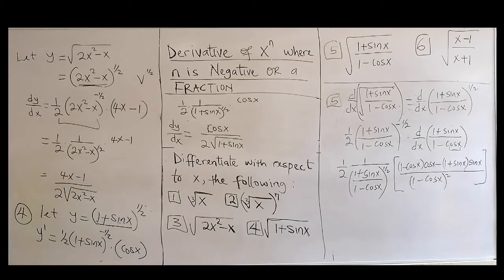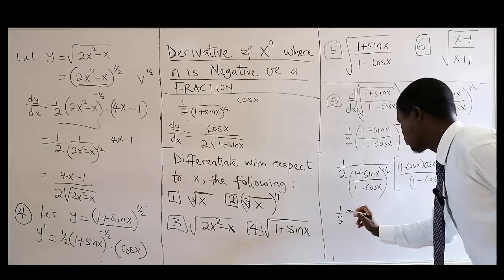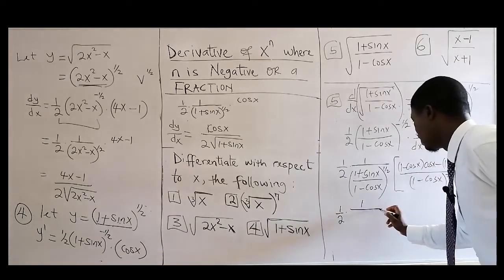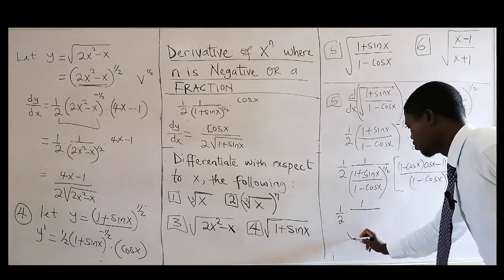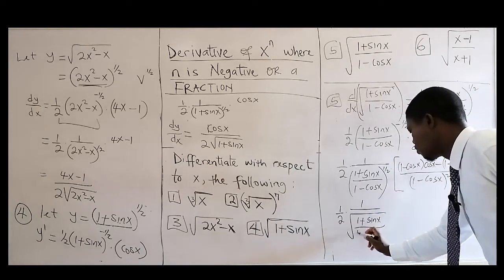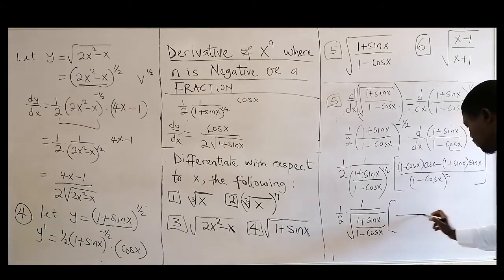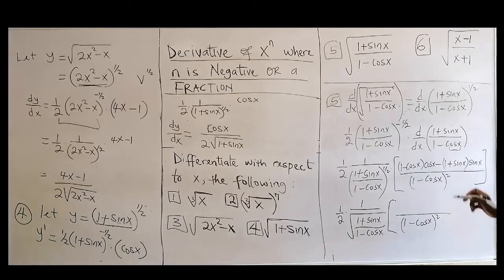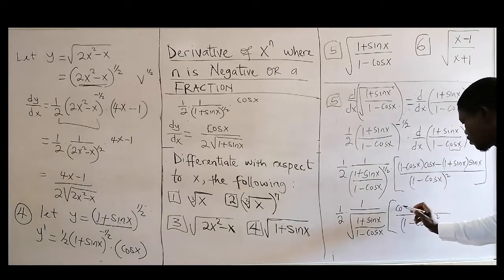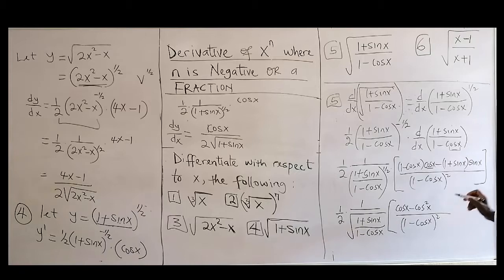Then the next thing to do is the expansion. This one will be equal to 1 over 2 times 1 over this half as a power. We can write it as (1 plus sin x over 1 minus cos x), and this one will give me (1 minus cos x) squared. Then this one times 1 is cos x, this cos x times cos x is minus cos squared x, and then sin x times 1 is minus sin x.